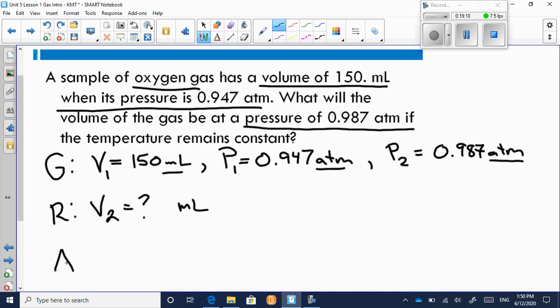So here we go. Analysis. What is the relationship between pressure and volume? Well, P1 V1 is equal to P2 V2. That's the relationship.